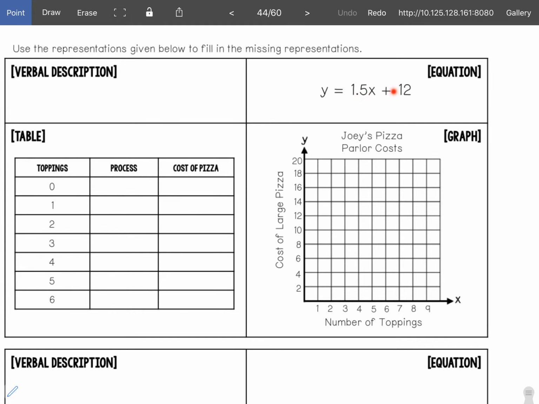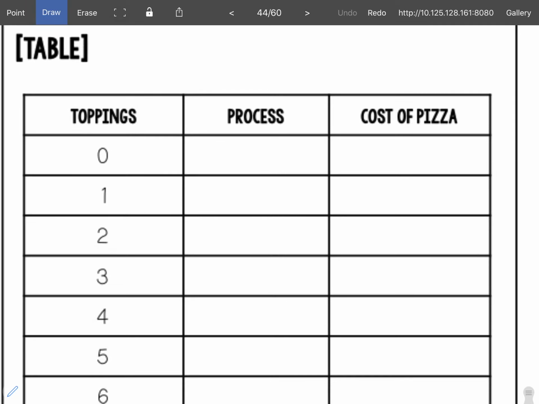So if we take this and use it to fill in the table, we're going to take that 1.5x plus 12, and use that in the process right here. So 1.5x, meaning 1.5 times 0, because this is my x, remember, and this is my y, plus the 12. Well, 1.5 times 0 is 0, plus 12 would be 12. So the cost of the pizza with no toppings is $12. That must mean a regular cheese pizza is $12 with no extra toppings on it.